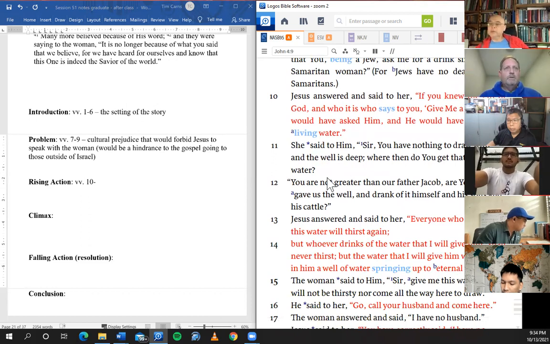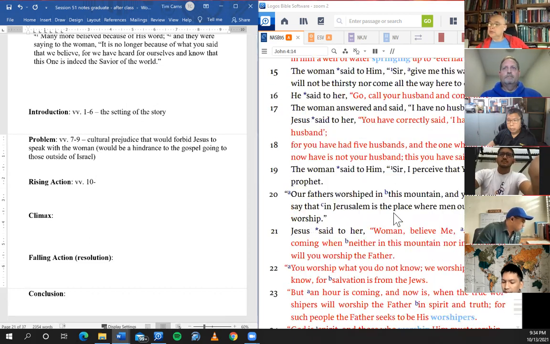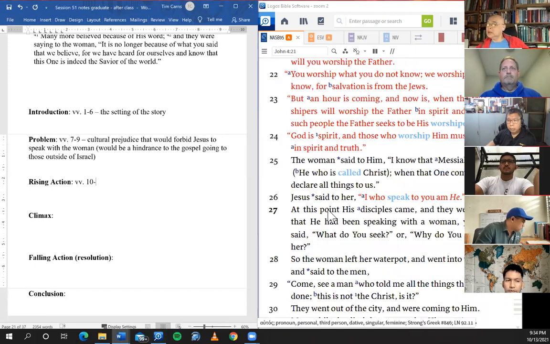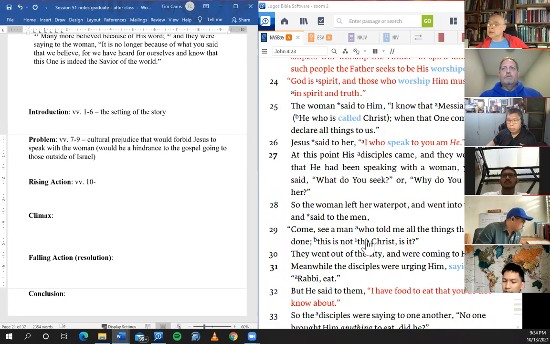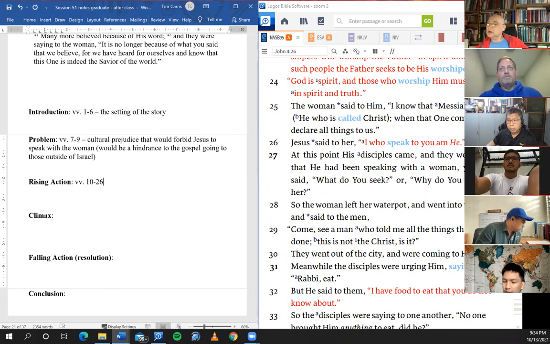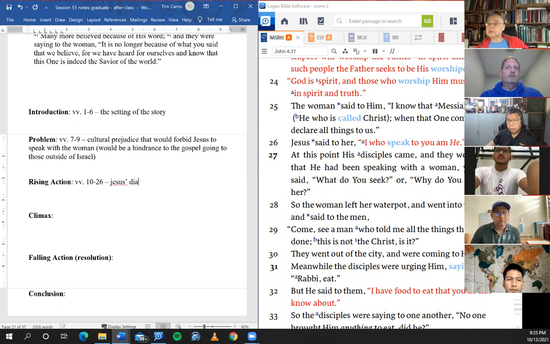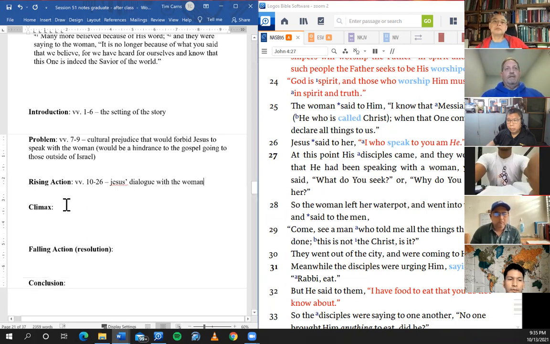I think it's the dialogue between the Lord and the woman from verse 10 all the way to verse 30. This whole exchange. Yeah, her exchange goes up to verse 26, and then that's when the disciples arrive. So this is Jesus's dialogue with the woman, and that just continues on.